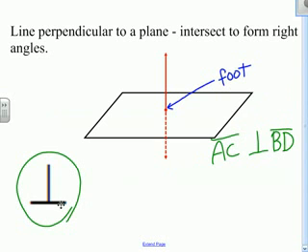And to indicate perpendicular, the symbol is an upside down uppercase T. And so you could say, for example, segment AC is perpendicular to segment BD, and then you wouldn't have to write the entire word perpendicular out, and everybody would know that these two segments meet and form a right angle.